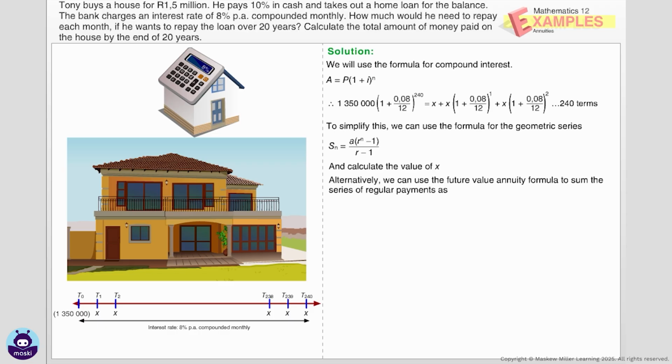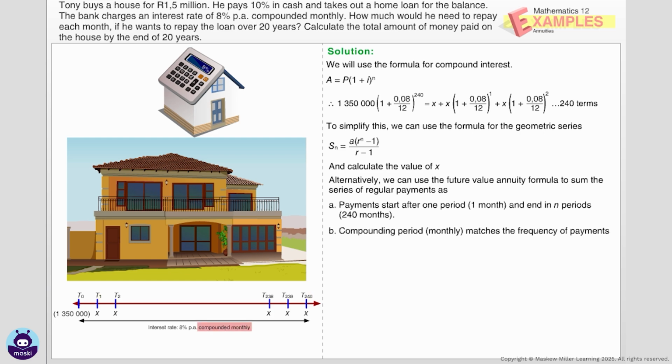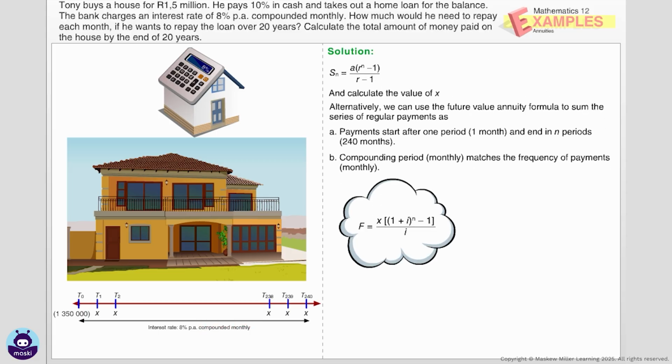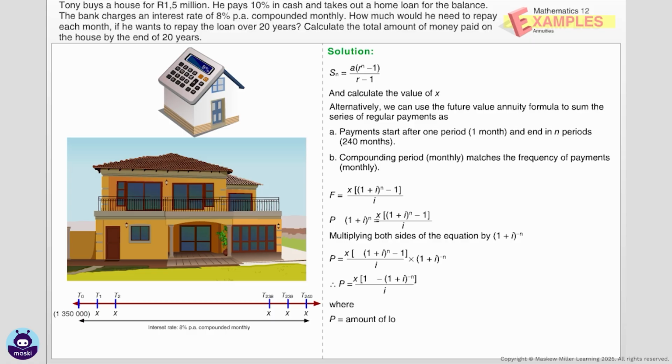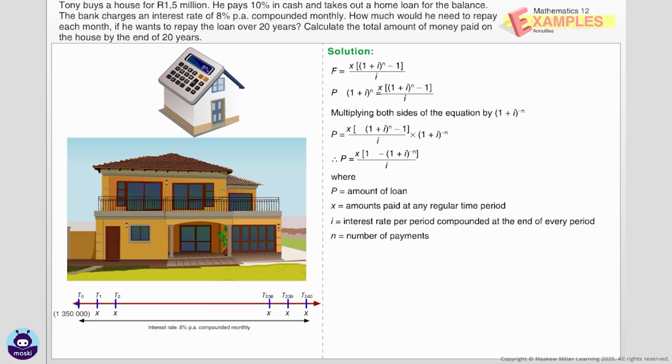Alternatively, we can use the future value annuity formula to sum the series of regular payments, as payments start after one period and end in n periods. The compounding period matches the frequency of payments. We need to make P the subject of the formula, multiplying both sides of the equation by (1 plus i) to the power minus n. This formula is a quicker way to find X when we know P, i, and n.